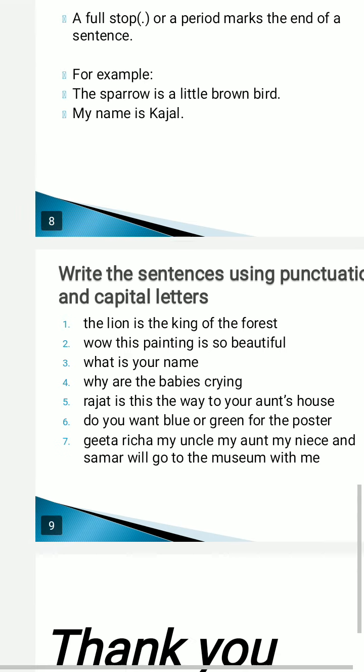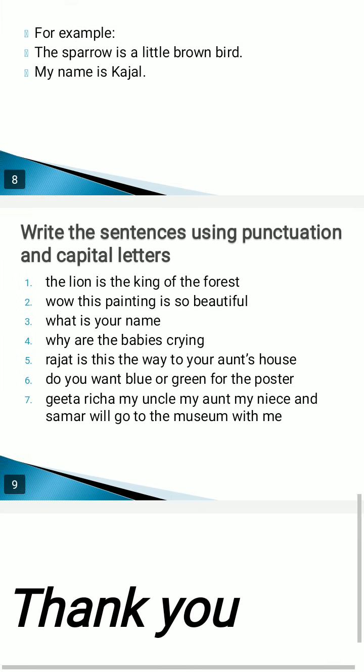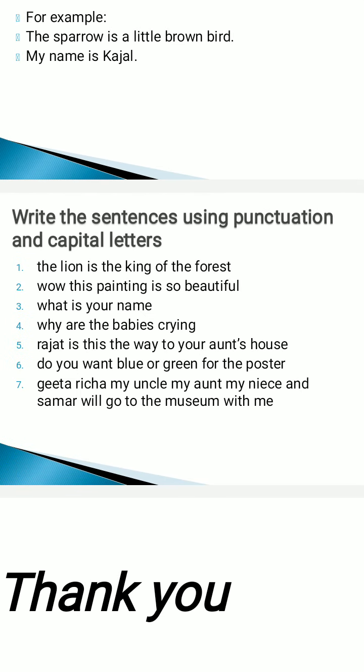Now in the next slide, we will use the punctuation marks and the capital letters in the sentences. The lion is the king of the forest. Now the sentence is starting with the, so T would be capital. So the lion is the king of the forest, full stop. Right? You will use the capital letters whenever it is required, like lion. Lion is the king of the forest. So lion is a particular animal, so we will write L as capital only.